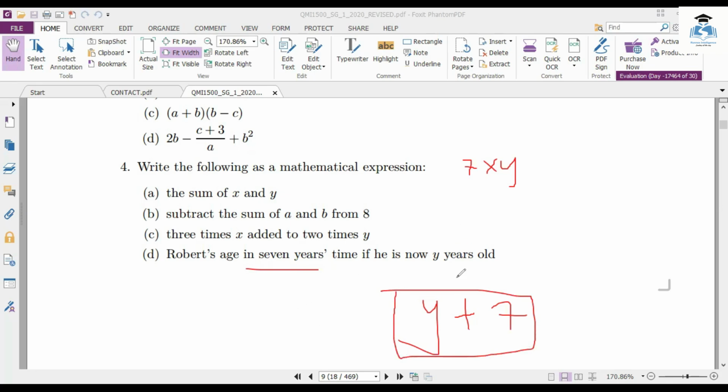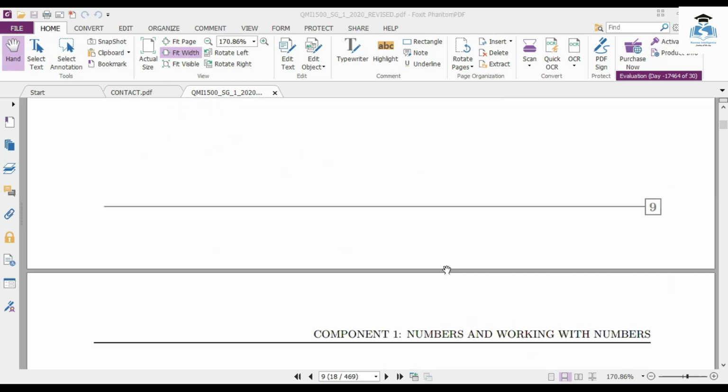Did you get it? Because now you are Y years. Let's say you are 20 years. What age will you be in 7 years from now? Now I understand. You got it. Yes, that's it. So they just play with your mind, guys.